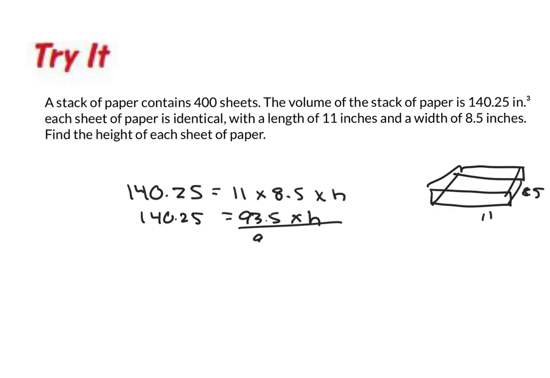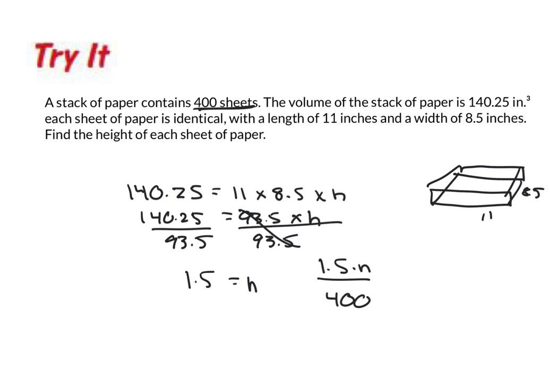So now you'll divide both sides by 93.5. Cross cancel. And 140.25 divided by 93.5 is 1.5. So your height is 1.5 inches, and you have 400 sheets of paper. So 1.5 divided by 400 is 0.00375 inches per sheet.